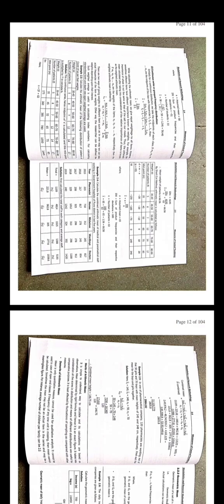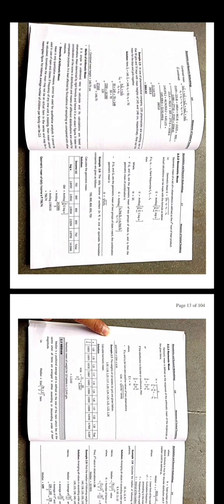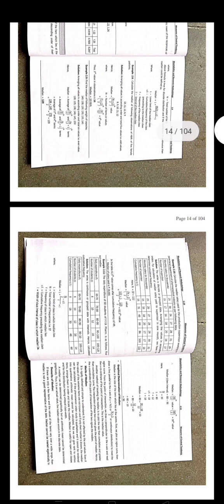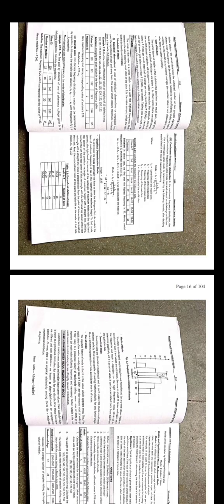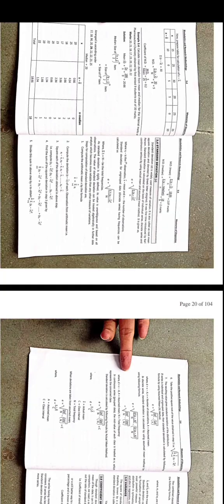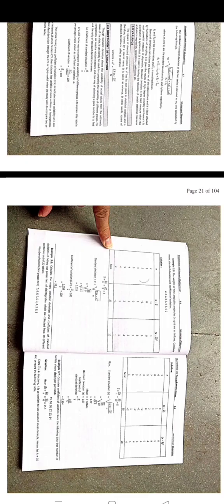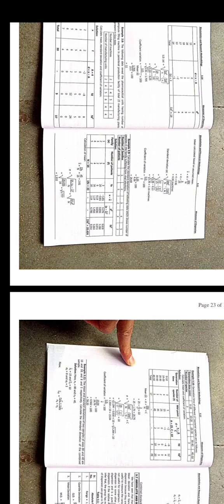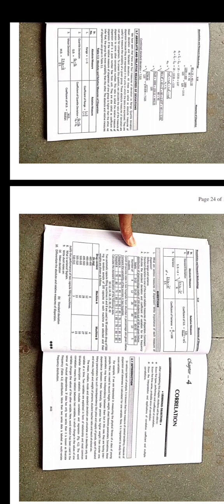This central tendency is divided into two types: mathematical and positional. Mathematical central tendency contains the arithmetic mean, geometric mean, and harmonic mean. The arithmetic mean is again divided into two types: simple arithmetic mean and weighted arithmetic mean. This is about the measure of central tendency.